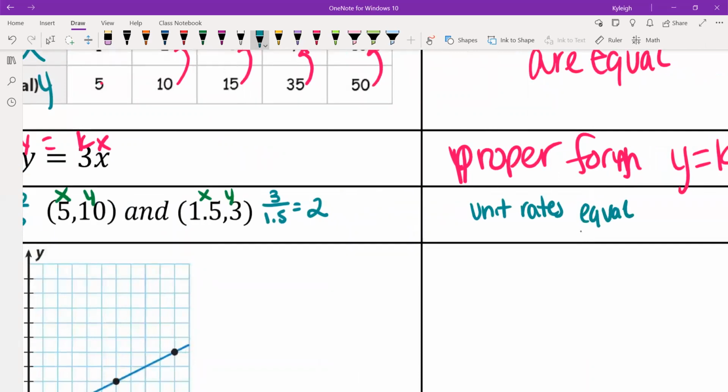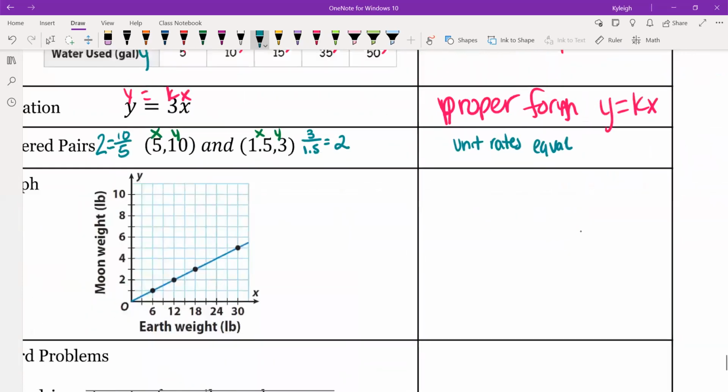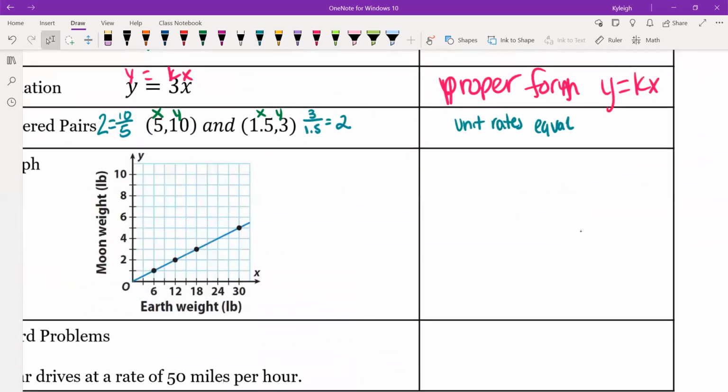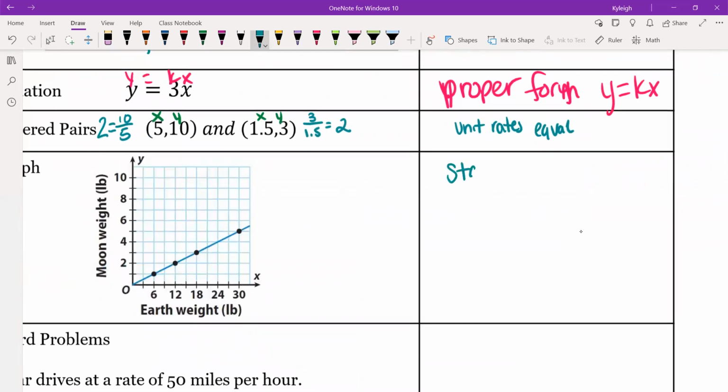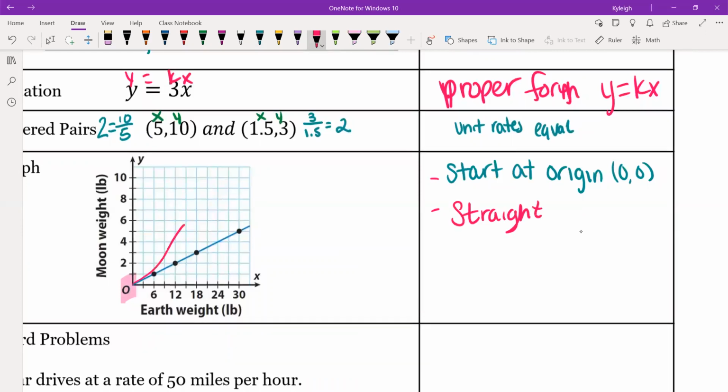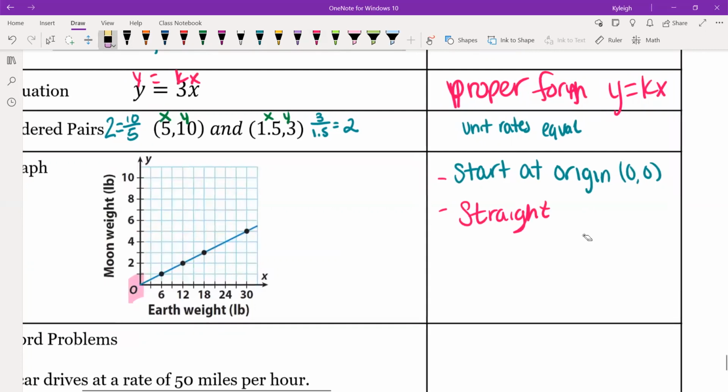So there's two things about a graph that we need to know. We've talked about the first one though. It has to go through the origin. So it has to start at the origin, or 0, 0. And this graph does, it starts right there at 0. And then it also has to be a straight line, because some lines could go like whoop, or like whoop, or they can curve. So there's a bunch of different lines, but since this one's straight, then it's good.